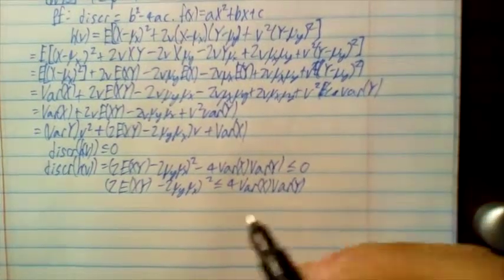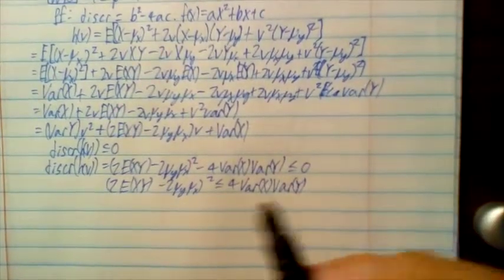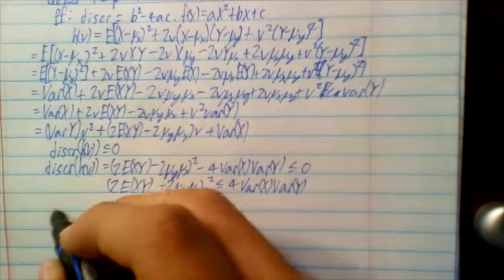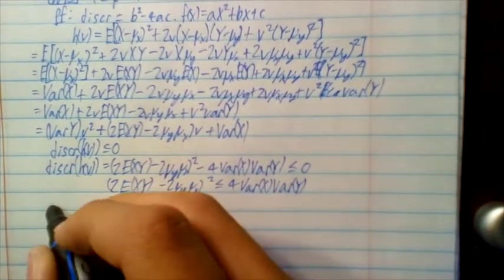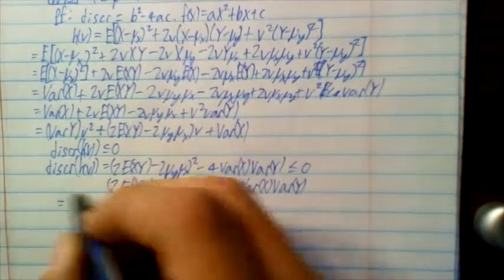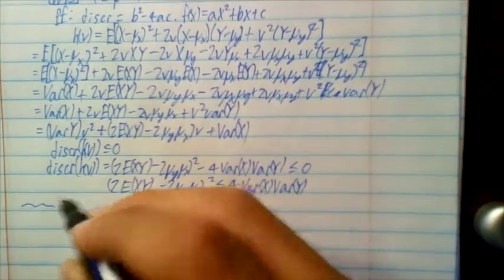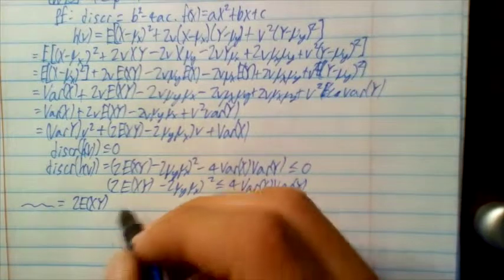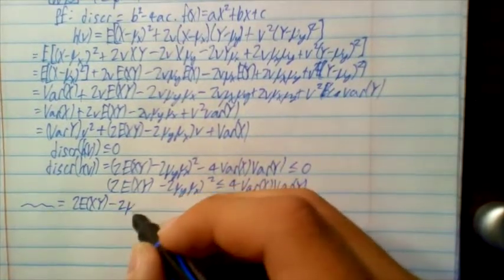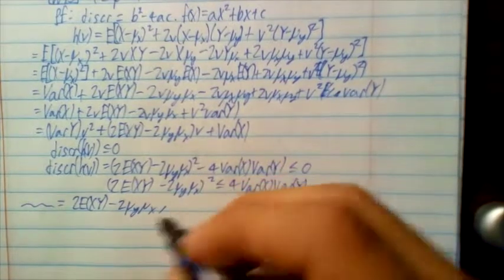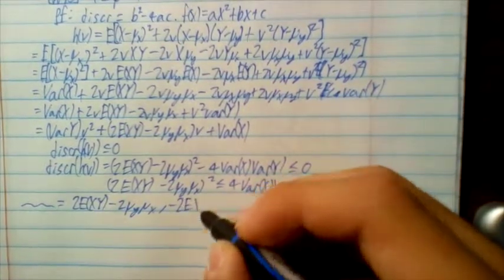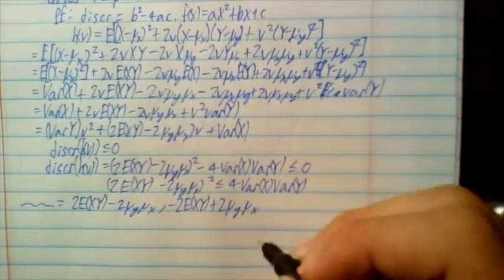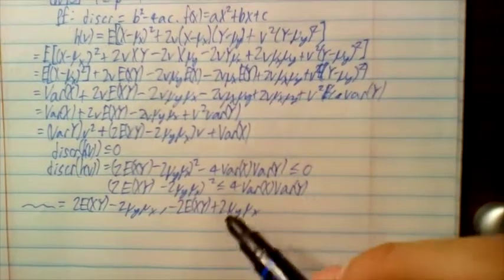Now, we have to be careful here. The obvious thing that we should do next is take the square root of both sides. But we have to remember that on the left-hand side, that will result in there being 2 things, because the square root of this is equal to both 2 times the expectation of x times y minus 2 times the mean of y times the mean of x, and also minus 2 times the expectation of x times y plus 2 times the mean of y times the mean of x.